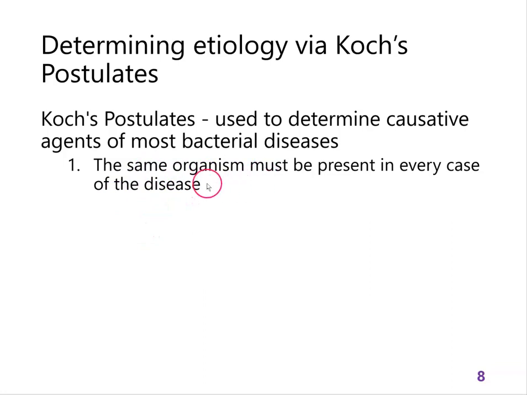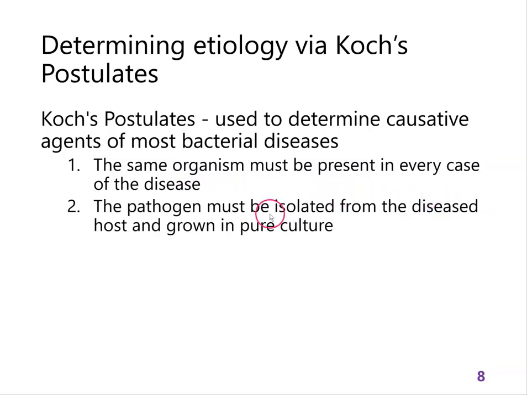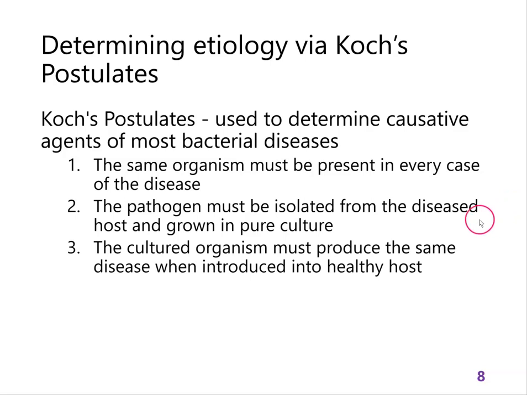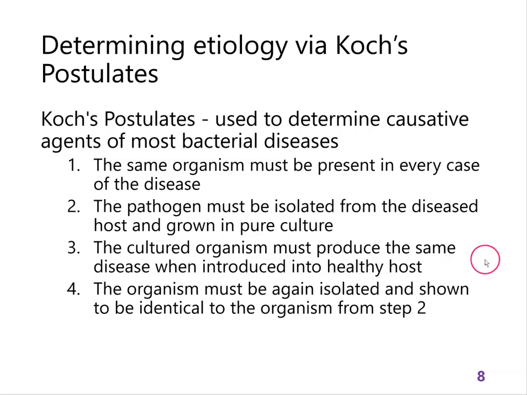So with COVID-19, whenever someone has COVID-19, you can find the SARS-CoV-2 virus in them. It has to be isolated and grown in pure culture. This is much easier with bacteria than it is with viruses, but you have to be able to grow it individually away from other species so that you can do research on just it, not a mixture of different species. And then if you put that into a healthy animal, you'll give it the disease. And then finally, that healthy animal, now that it is sickened, you should be able to recover the same organism from it because it should have grown inside that animal.